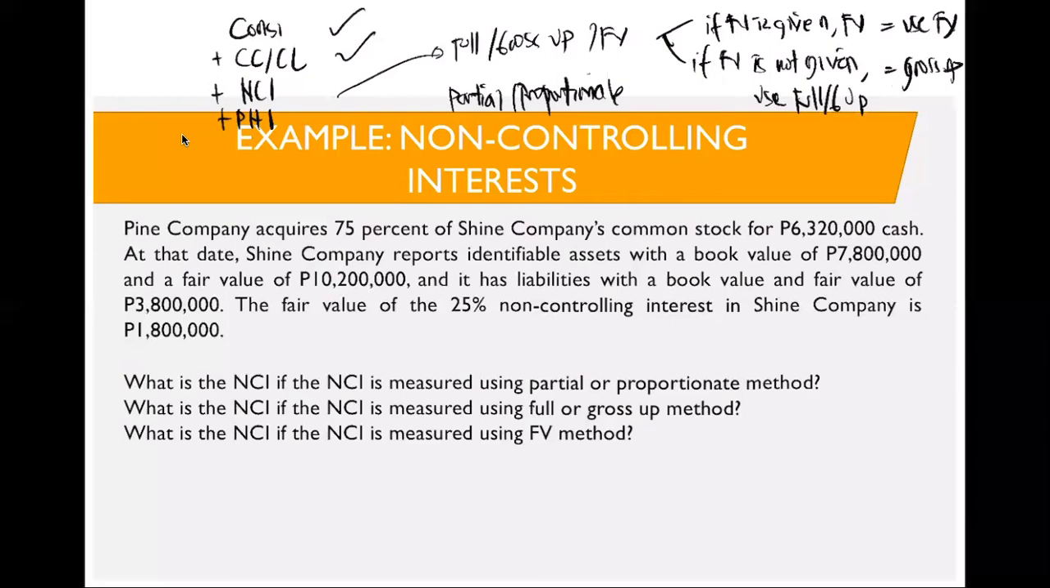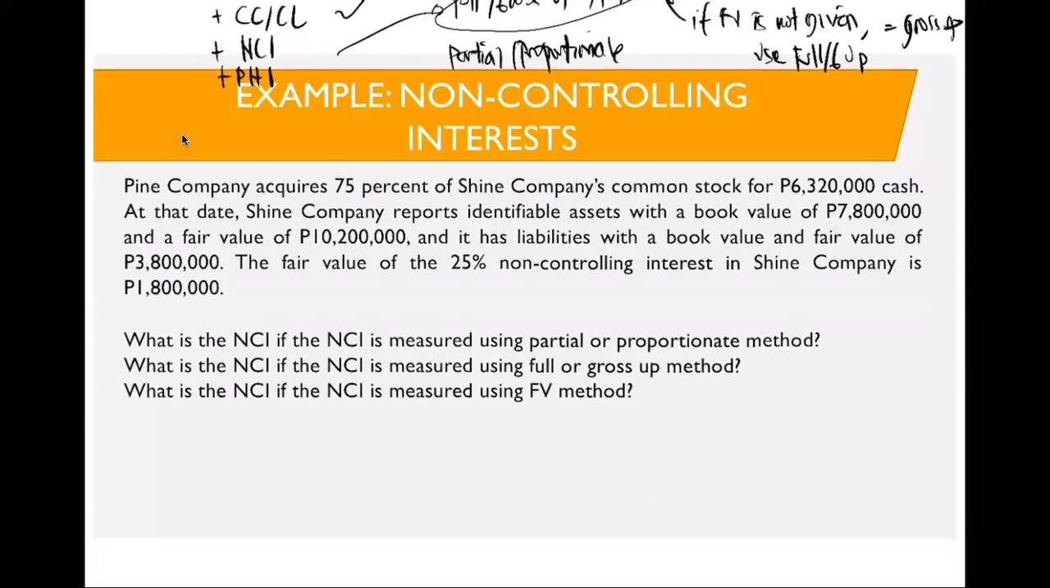If the problem says full or gross up, use full or gross up. If the problem says fair value, use fair value. Sir, what if it says fair value, but the fair value is not given? Use gross up, because the three are interchangeable. Again, if the problem says fair value, use the fair value. If no fair value, you can gross up. If the problem says gross up, but there is fair value, use gross up. Clear? And if the problem says partial or proportionate, use partial or proportionate.